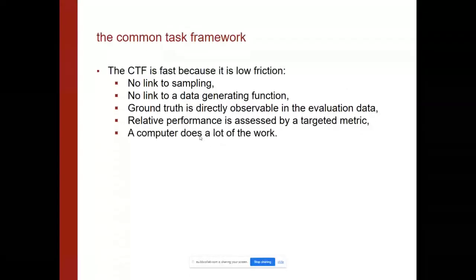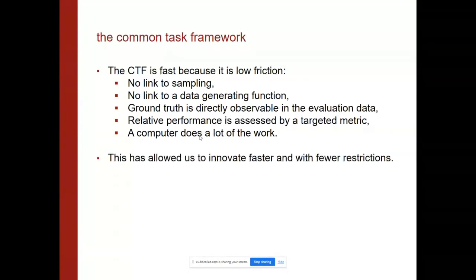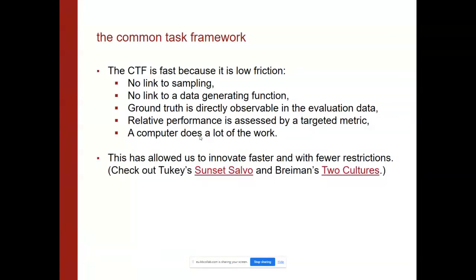And finally, a computer does a lot of the work, which is great. We don't have to worry about building the mathematical machinery for these algorithms. We have great algorithms, obviously, to fit highly complex models. So this has allowed us to innovate much faster and with many fewer restrictions than in the traditional statistics or model reasoning community. By the way, I do want to, well, I'll get to this in a minute.